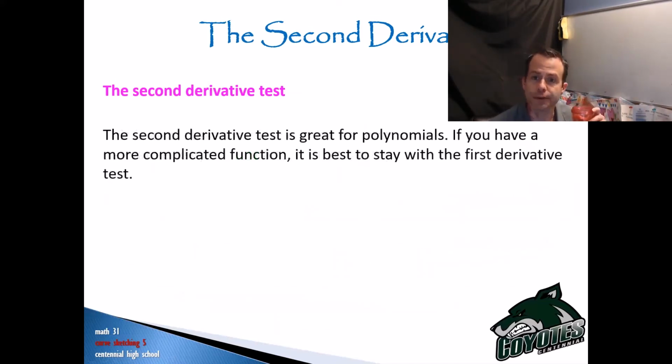The second derivative test is great for polynomials, but if you have a more complicated function, it's usually best to stay with the first derivative test.